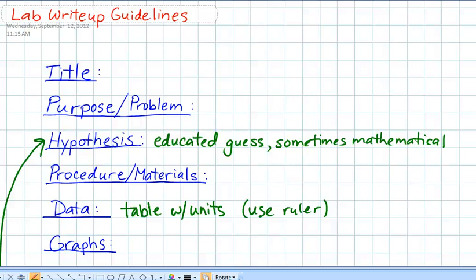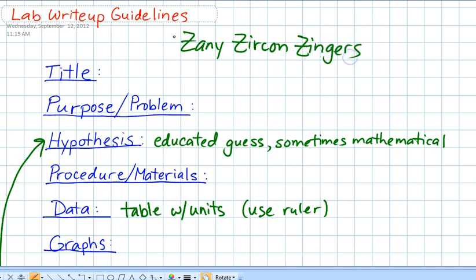Okay, so let's talk for a moment about what you need to do for the Zircon Zinger's lab, which is the first lab for my Chem-Phys classes. So that's going to be the title of this one, and everything except for the graphs needs to be typed. Everything needs to be typed except for the graphs. Okay? The purpose and problem I'm not going to restate because you should be able to find that in your notes or on your lab handouts. The hypothesis should be written neatly. It should be typed. Okay?